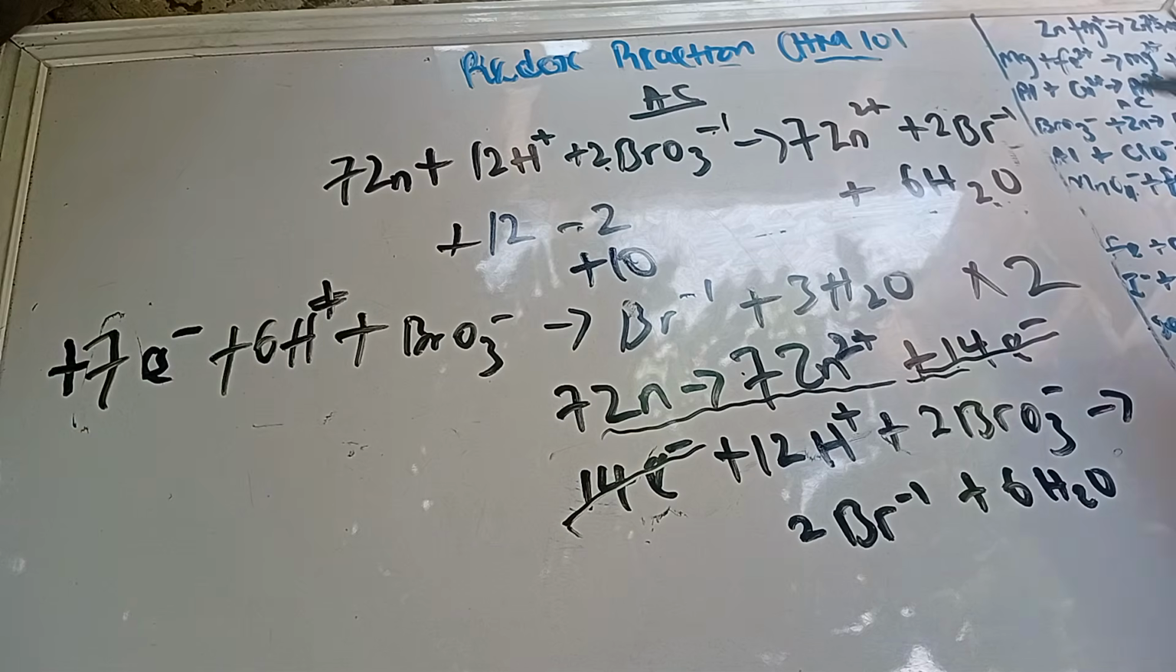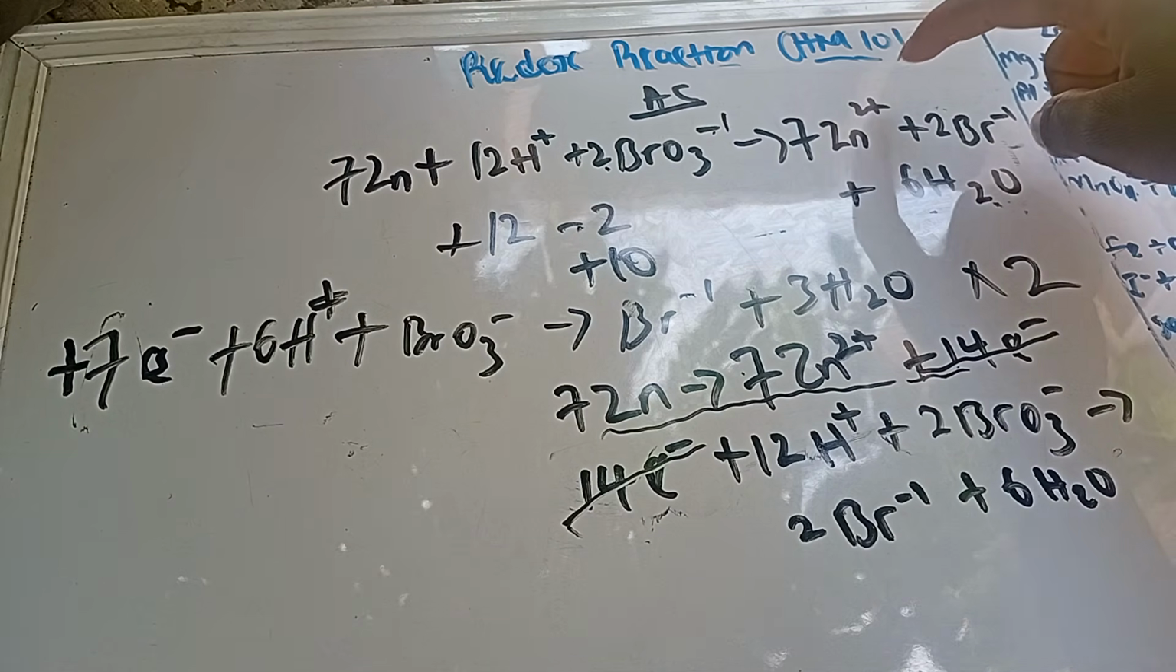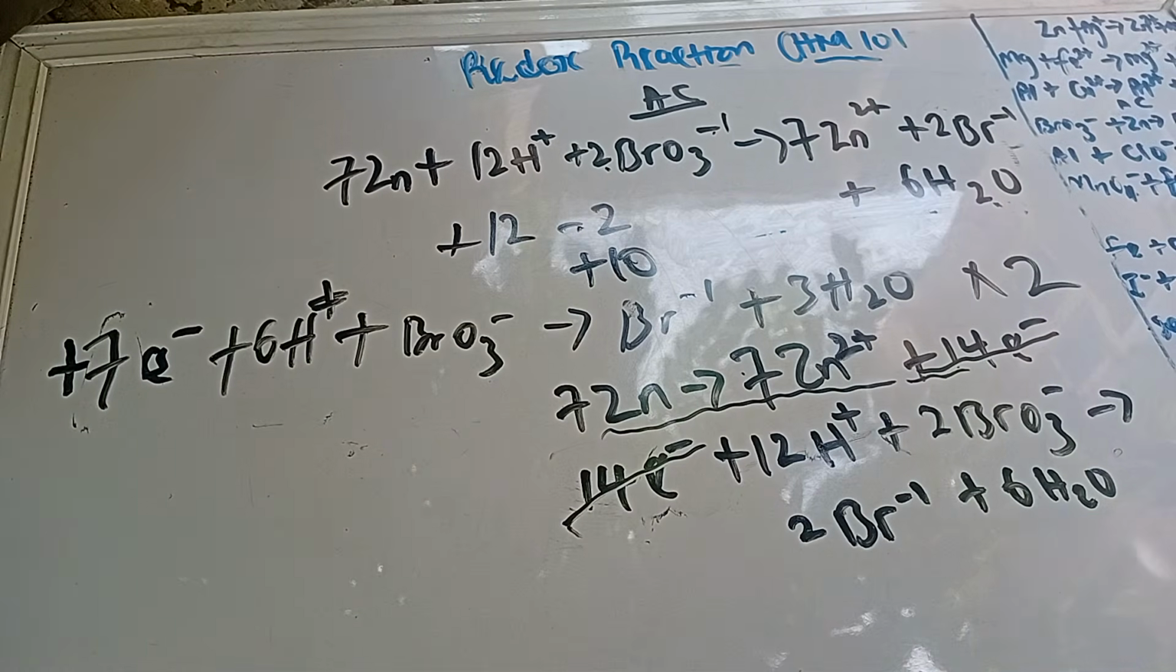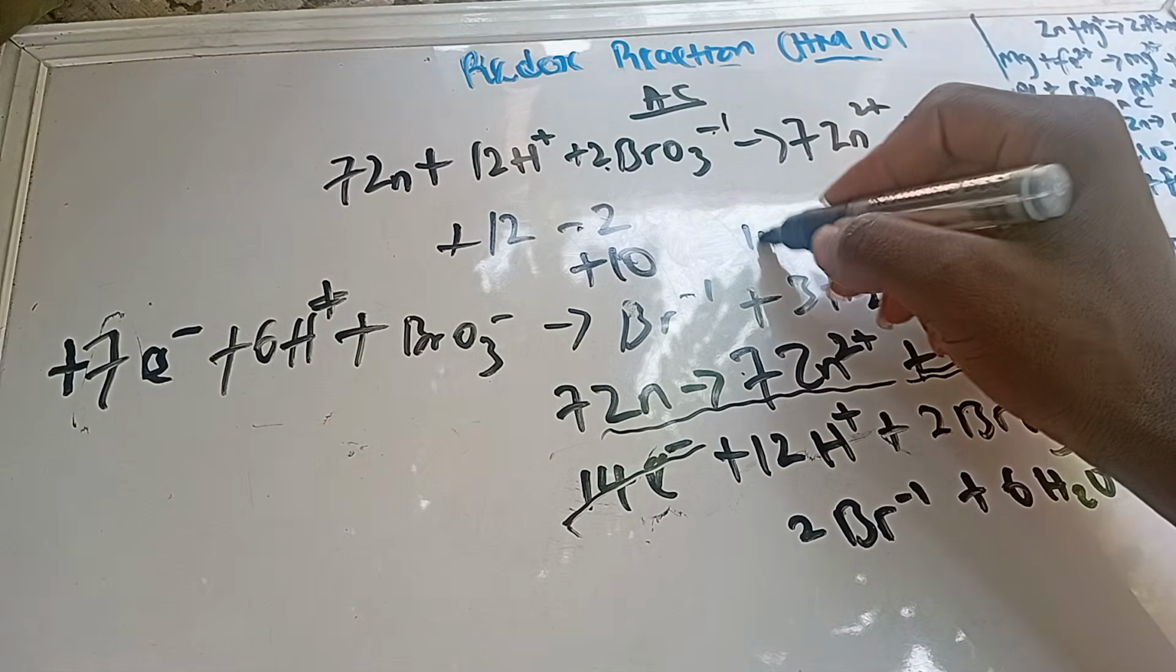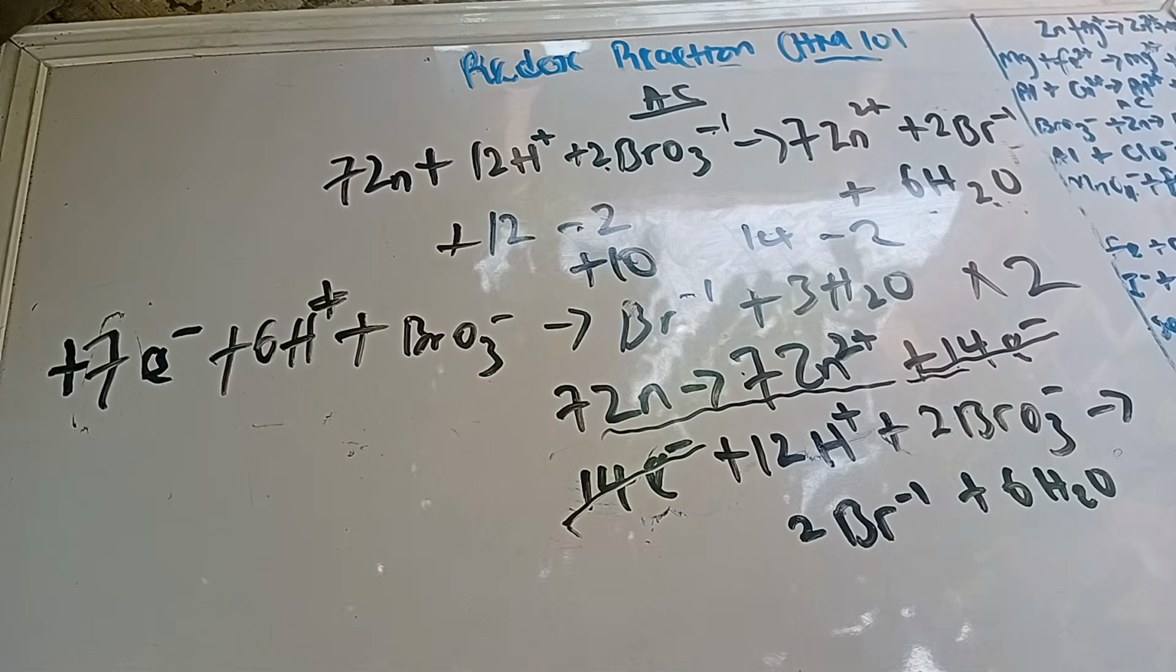Now let's check the right side. Here we have 2 times 7, that's 14. So here we have minus 2. Okay, the charges are not balanced. There's a mix up somewhere.